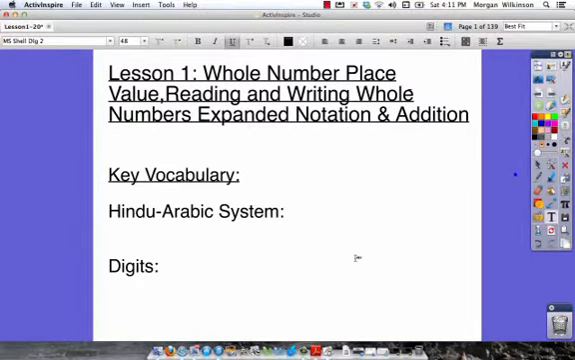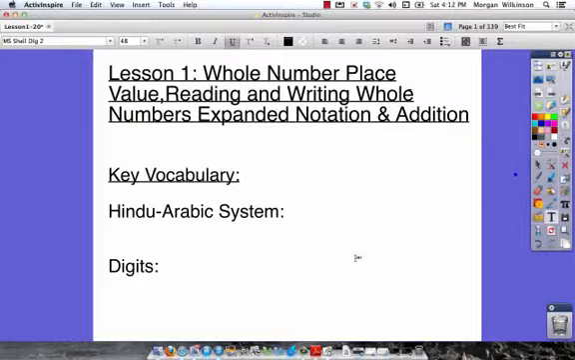Lesson number 1, we're talking about whole number place value, reading and writing whole numbers, expanded notation, and addition. To get started, we've got some key vocabulary words that we need to cover that are going to help us be successful in this lesson. And the first one is the Hindu-Arabic system.